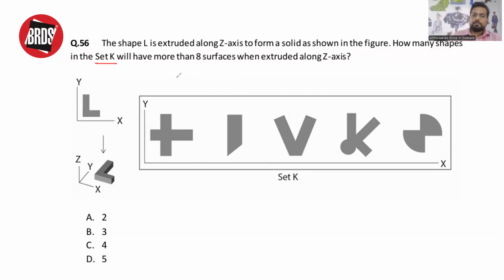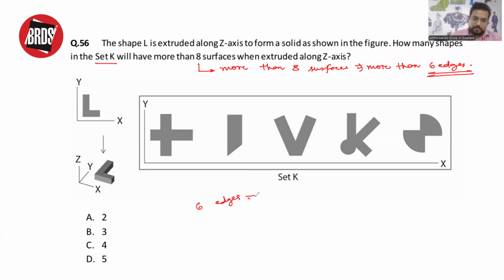We can solve this question very easily with the help of the number of edges. We have to get more than 8 surfaces, which means we have to get anyhow more than 6 edges. Why am I saying this? Because 6 edges will form 6 faces for me, plus 2 faces, which would be the top and the bottom. That can easily give me the answer for this question, so I have to simply count the number of edges.